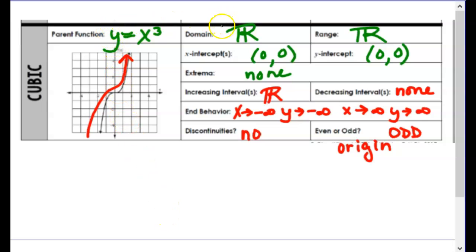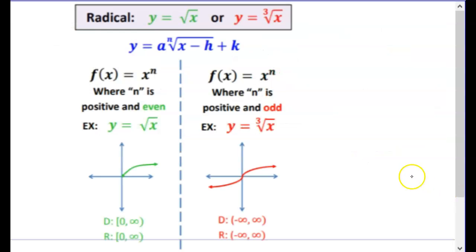All right, I'm hoping these are all very familiar so far. Everybody okay? Then we're going to talk about radical functions, both the square root and the cube root. Okay.